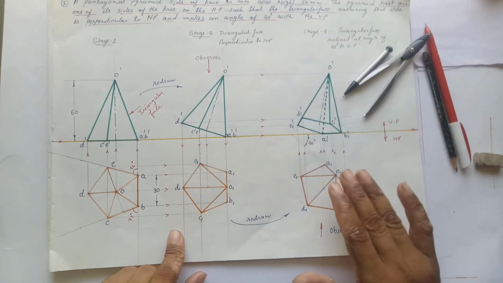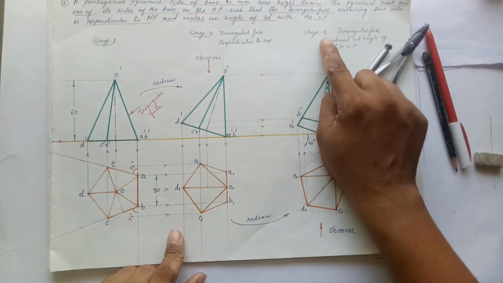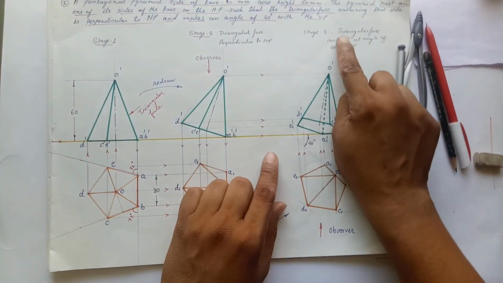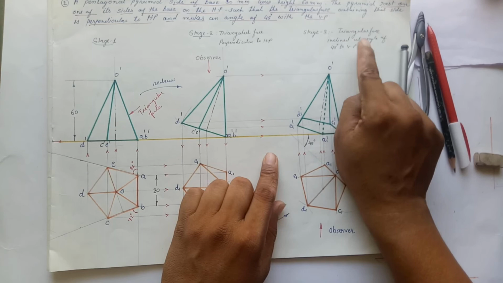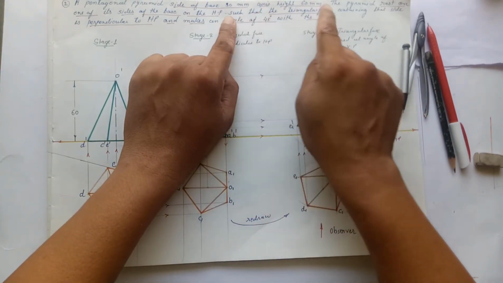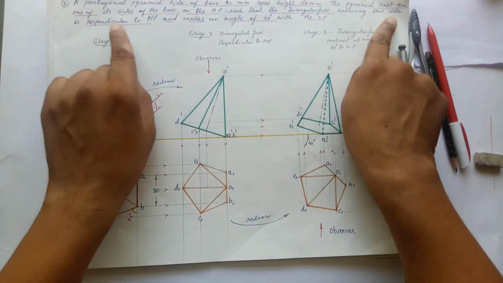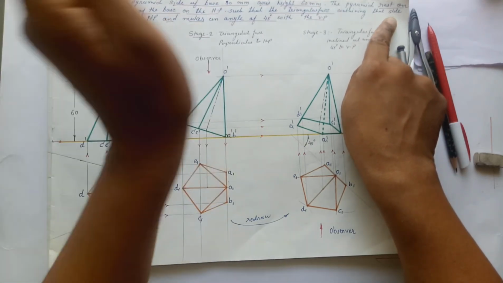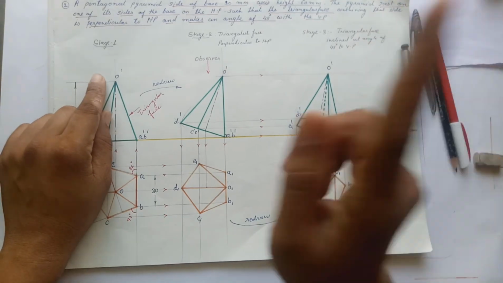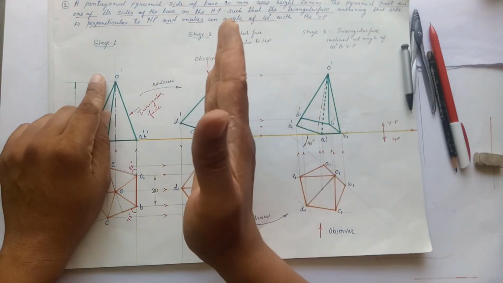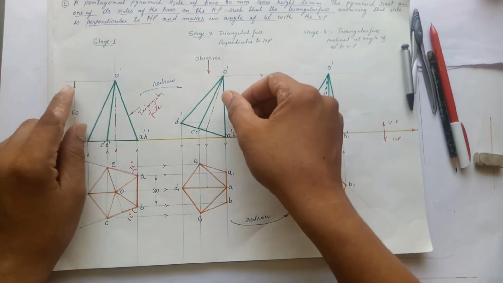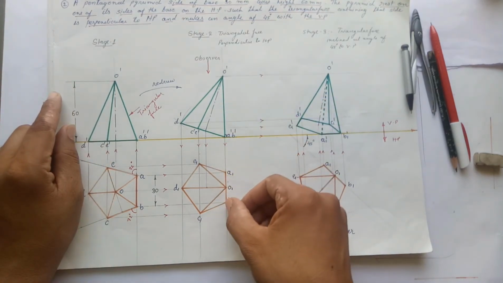Now comes the third stage, in which we have to derive the condition with the vertical plane, and it is given that the triangular face is inclined at an angle of 45 degree to VP. Now if you read this statement again, the triangular face containing that edge is perpendicular to HP and makes an angle of 45 degree to VP. That means the same triangular face which is perpendicular to HP is inclined at an angle of 45 degree to VP, and that triangular face is triangular face OAB.